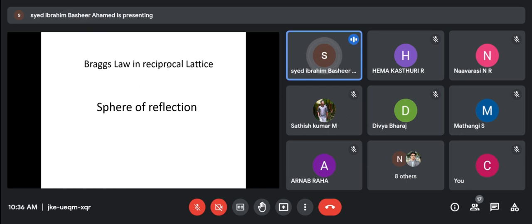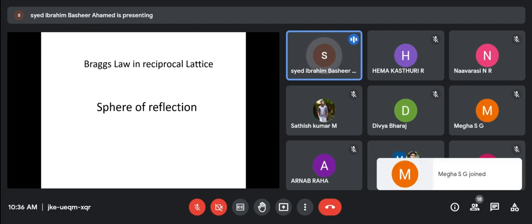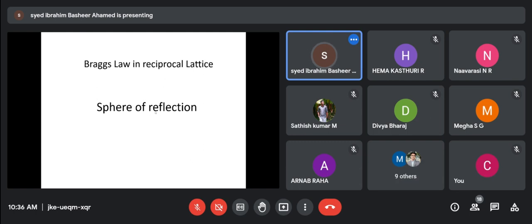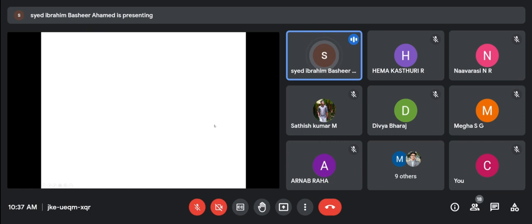To have a diffraction, we need to satisfy Bragg's law. If it is not obeying Bragg's law, we know that it is not going to give the diffraction. So we are thinking of the reciprocal lattice, which means the reciprocal lattice also should satisfy Bragg's law. Here there is a terminology called the sphere of reflection, or otherwise called the Ewald sphere. All those terms represent the same thing, which we will learn today.